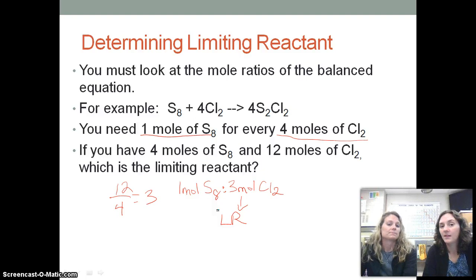In class, we're going to do a lab, and you will have to compare your mole ratios and figure out, based on your theoretical mole ratio, which is this 1 to 4 from your reaction, you're going to have to compare your actual values to your theoretical and determine which one's limiting based off of that.